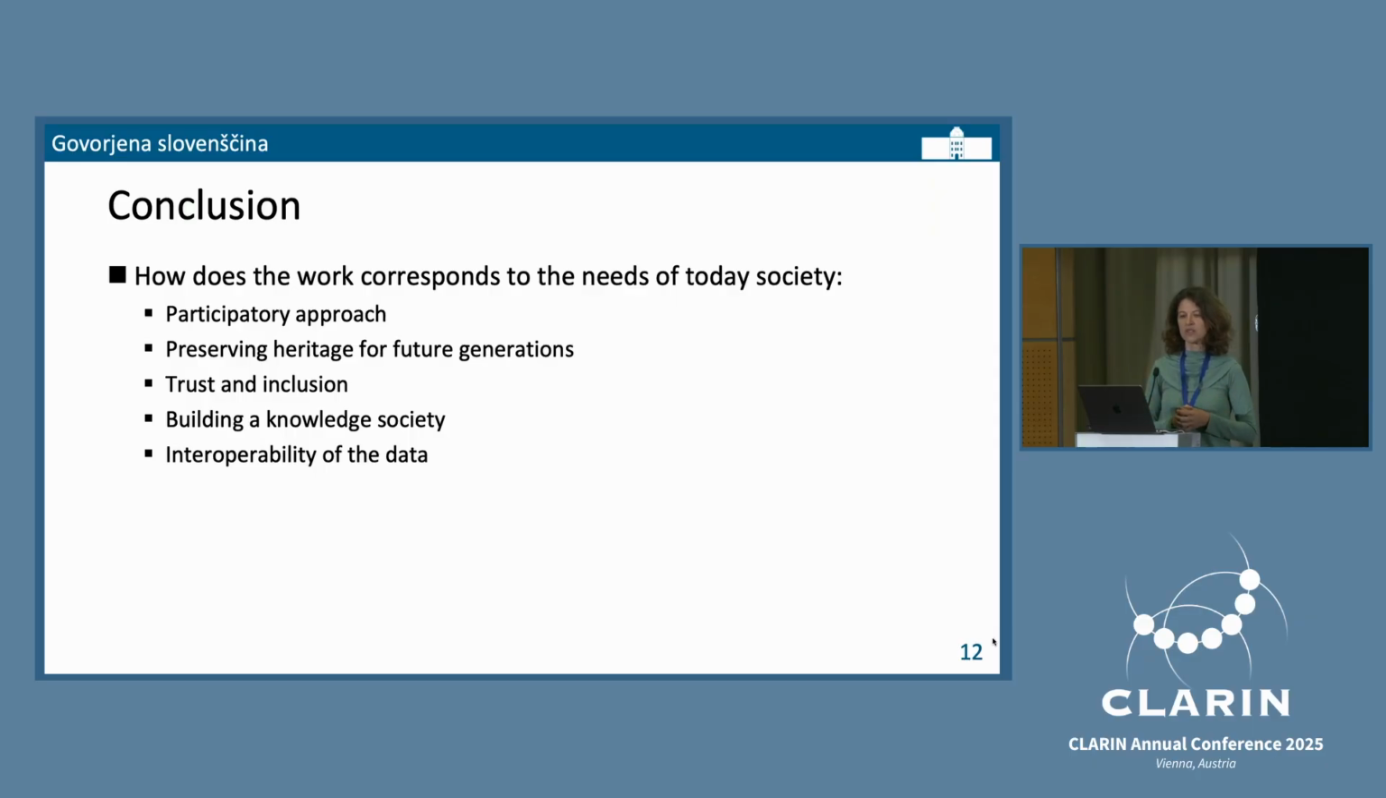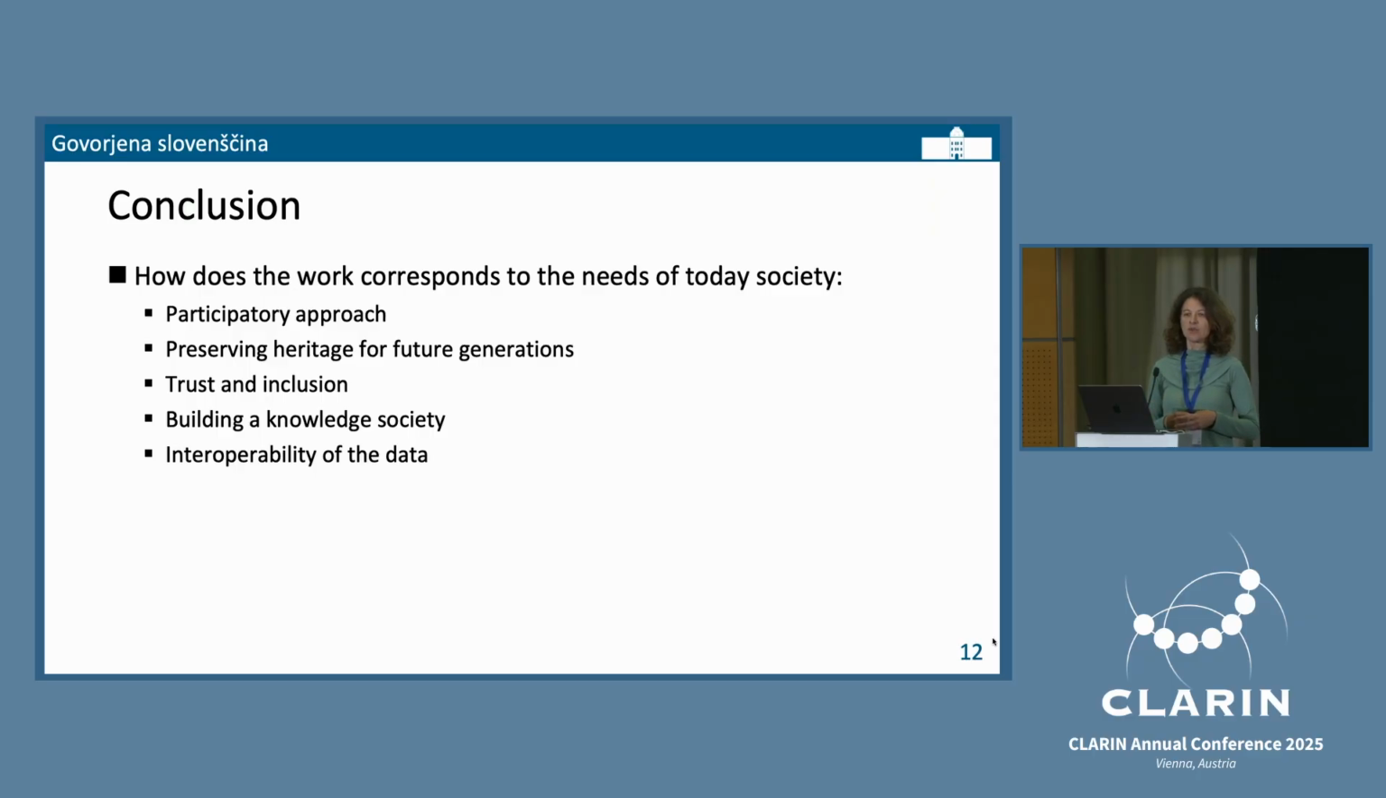This is definitely a participatory approach. Anyone can participate, anyone can contribute. It is a work that helps preserving heritage for future generations, something that we also find very important. We try to build trust in science. We try to bring inclusion for all demographic groups. With such data, we hope to contribute to a knowledge society.